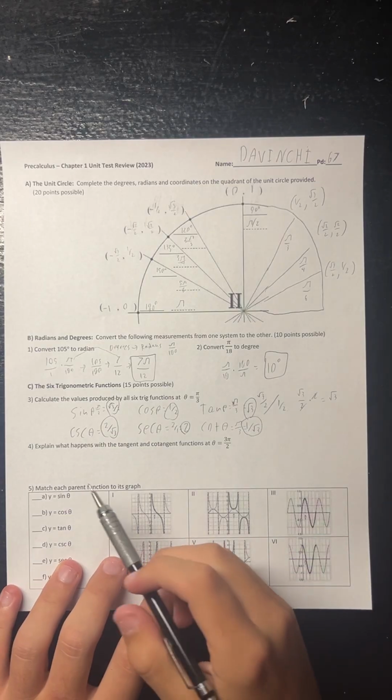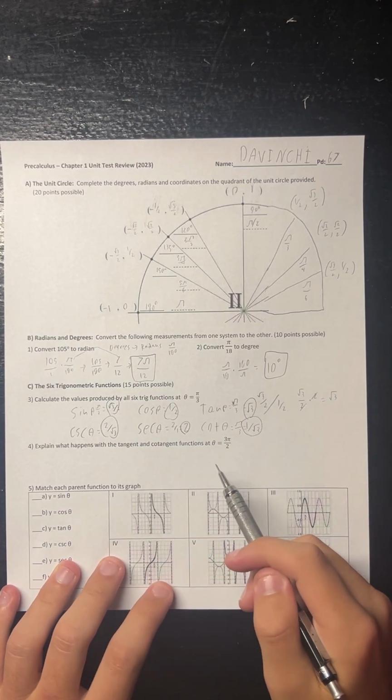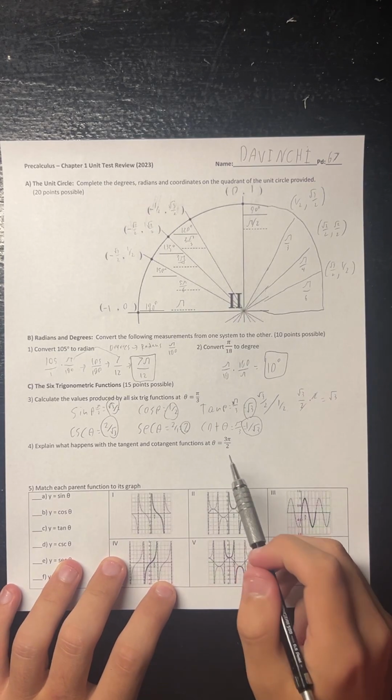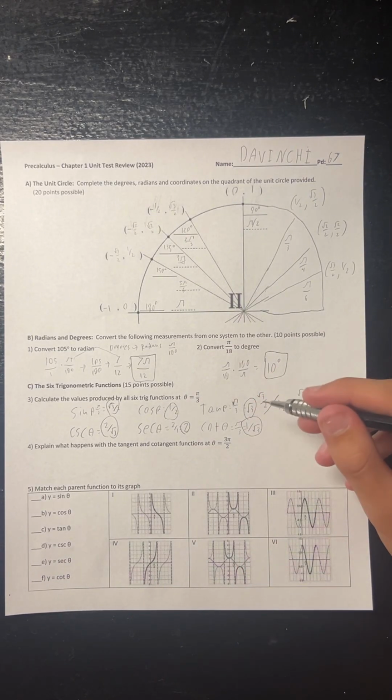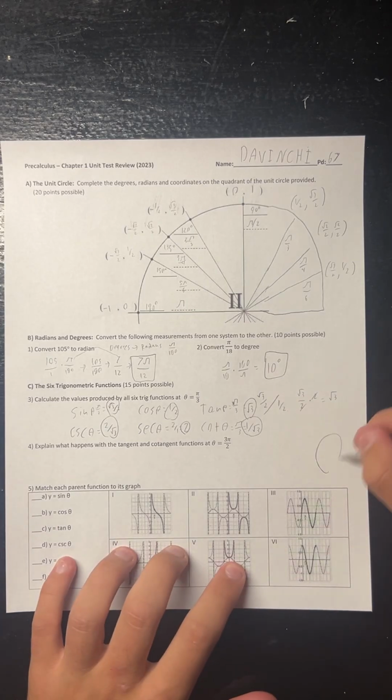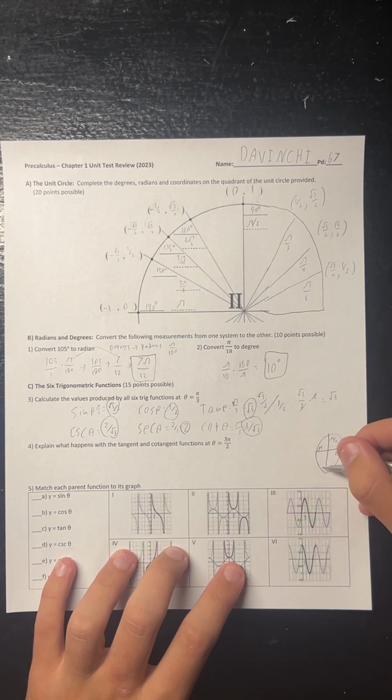Okay, this next one asks to explain what happens with the tangent and cotangent functions at theta equals 3 pi over 2. If you don't know, this is an exact value on the unit circle. This is what it looks like: this is pi over 2, this is pi, this is 2 pi, and this is 3 pi over 2.